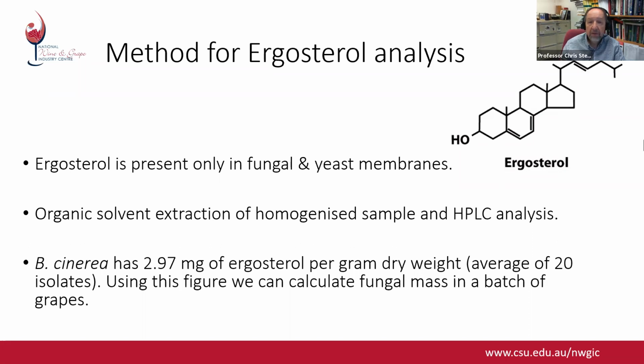And this method has been out there for a number of years, in fact. The method involves extraction of a homogenized sample using organic solvents, and then subsequent HPLC analysis. Now, we've found that when we grow botrytis, a number of isolates at a set temperature, botrytis mycelium contains roughly 3 milligrams of ergosterol per gram dry weight of fungus. And so using this figure, we can calculate the amount of fungal biomass in a batch of grapes.